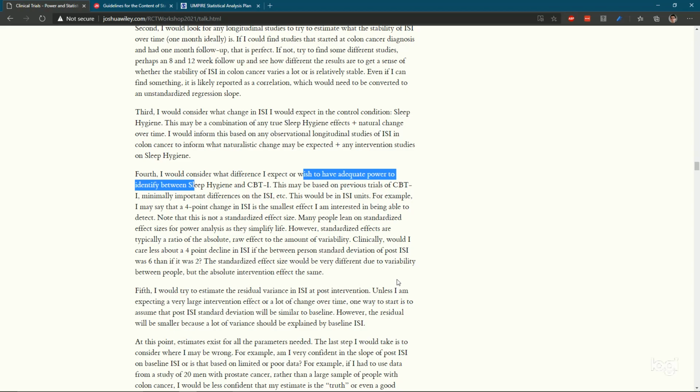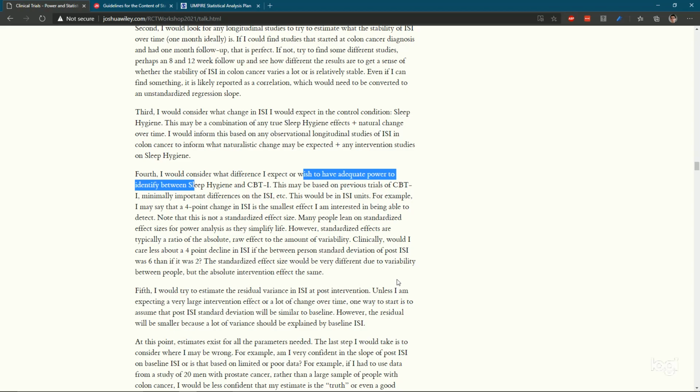And a lot of people lean on standardized effect sizes for power analyses as they simplify life, but they are fundamentally a ratio of the absolute raw effect to the amount of variability. And I don't think it is really ideal to rely solely on that. They're helpful to aid our interpretation, but when we're thinking about what we actually care about, I don't think most people would sit down and say, well, I care about a Cohen's d of 0.3.